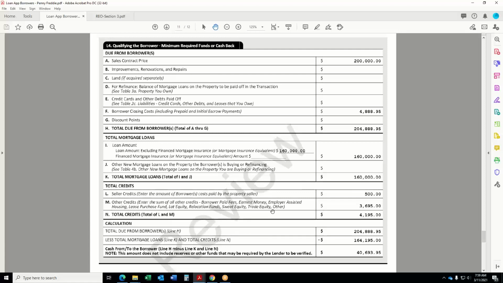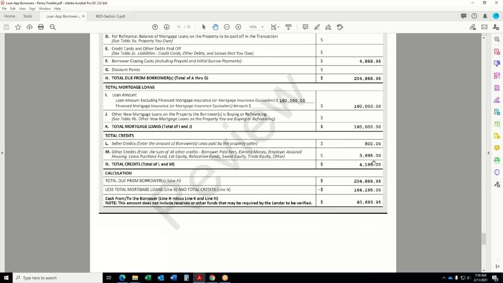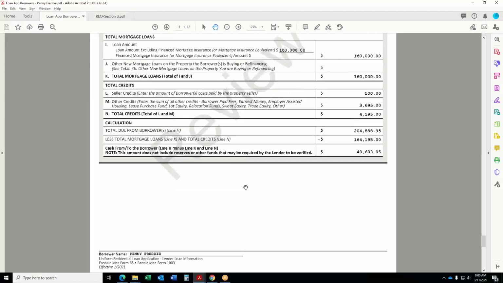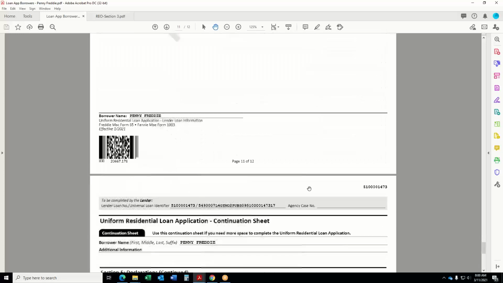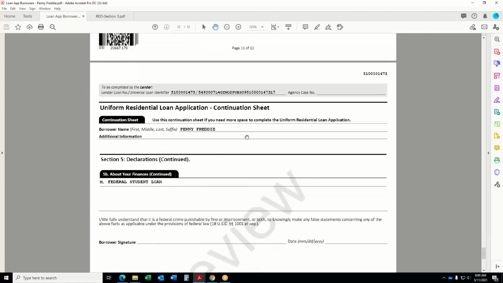This particular application happened to be a purchase application. So we see it has a sales contract price. It breaks down our closing costs in a lump sum amount. And it goes through the total amount due from borrower. And it breaks down our credits, so our loans, any seller credits, other credits that are applicable, total credits for the borrower. And then it does our addition and subtraction for us. And it breaks down the bottom line amount that the borrower would receive or needs to bring to closing. And that is the 4 sections of the lender loan information.